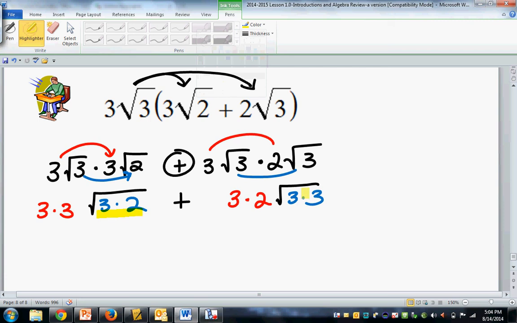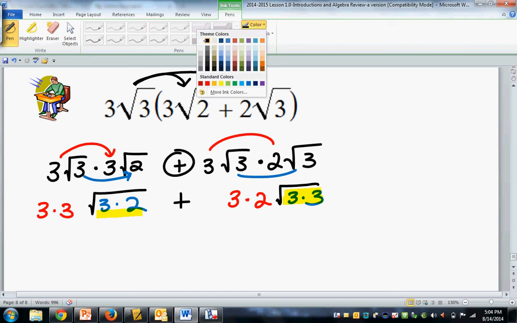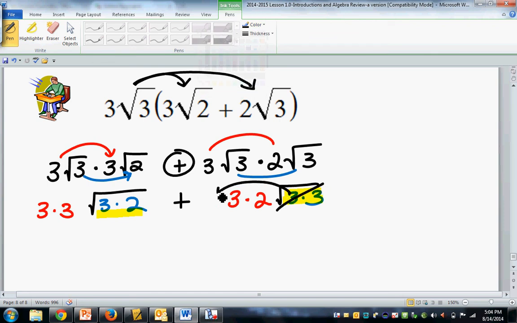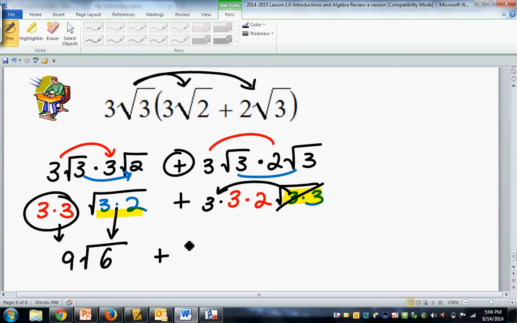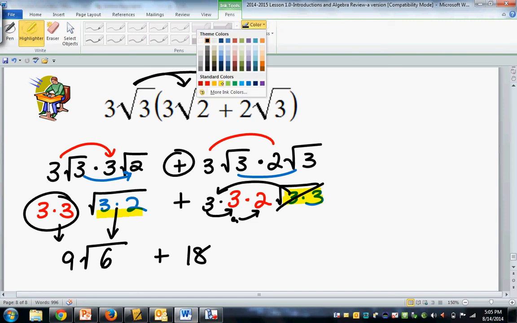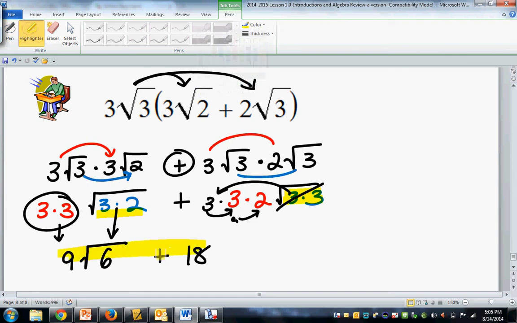Look on the inside here. Is there anything that we can pull out? No. Is there anything we can pull out here? The answer is yes. You have a date. So we're going to bring these out. And they both come out, so we have a 3 on the outside here. So let's wrap this up. We have 3 times 3, that becomes 9. Square root of, that becomes 6. Plus 3 times 3 is 9. Times 2 is 18. And there's nothing left. So your final answer here is going to be 9 root 6 plus 18.